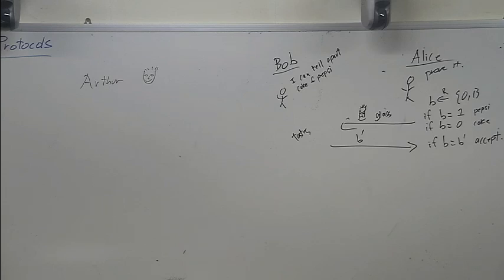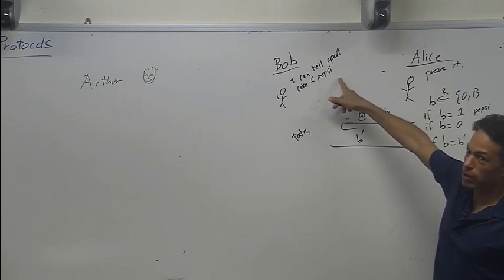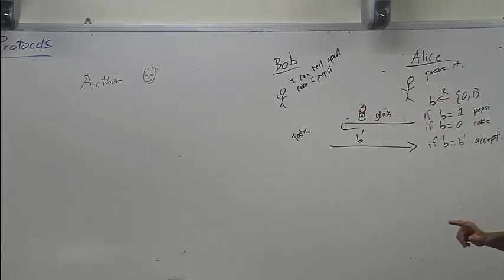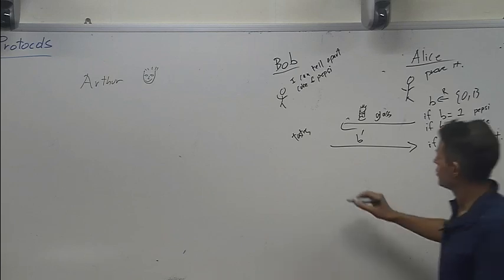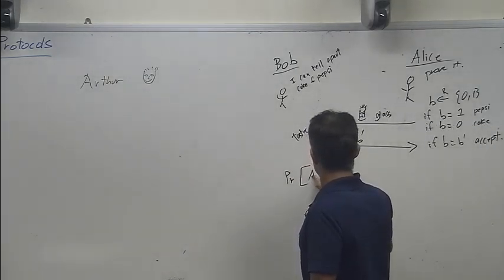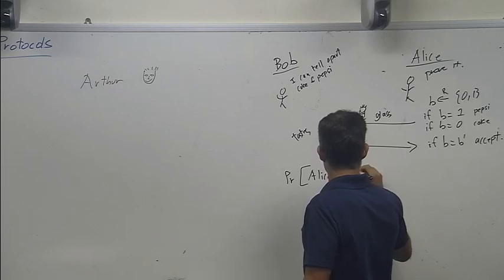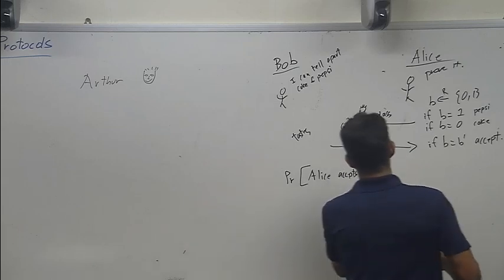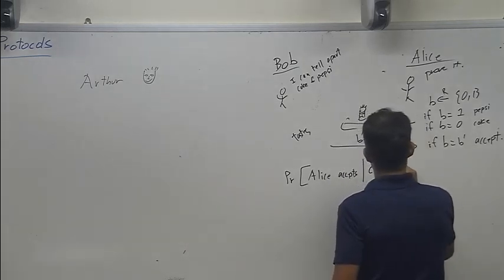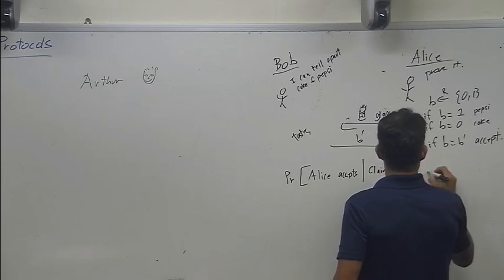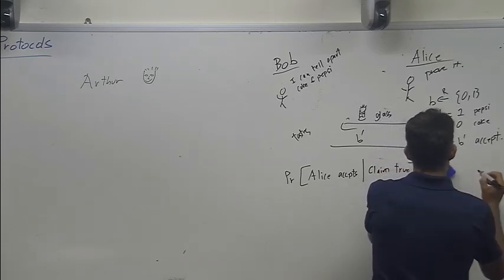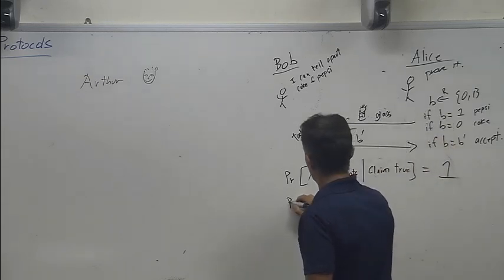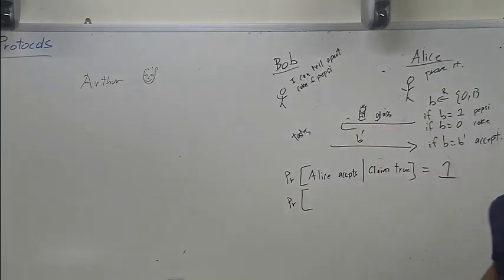First off, if Bob actually can tell apart Coke from Pepsi. So if our claim is true, what is the probability that Alice accepts? Yeah. So the probability that Alice accepts, given that Bob claims true, is 1.